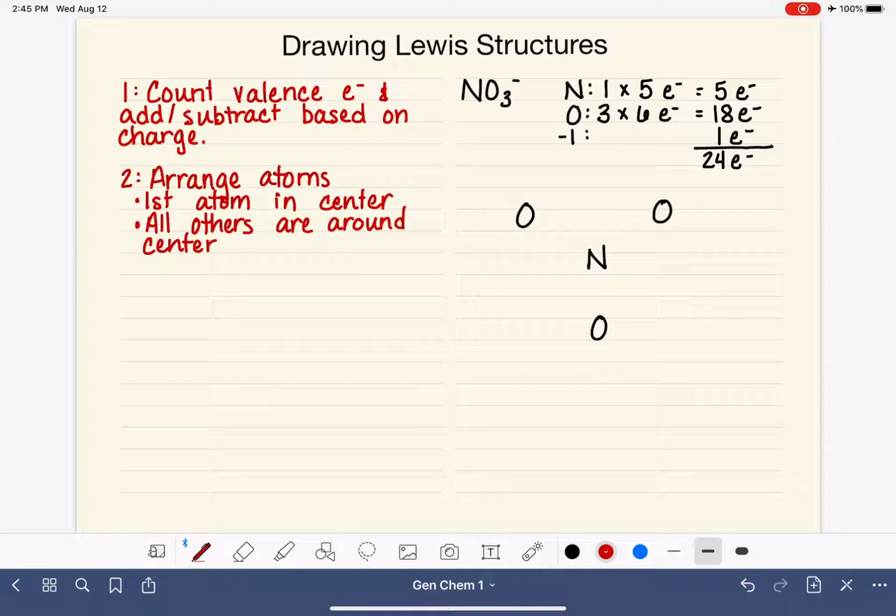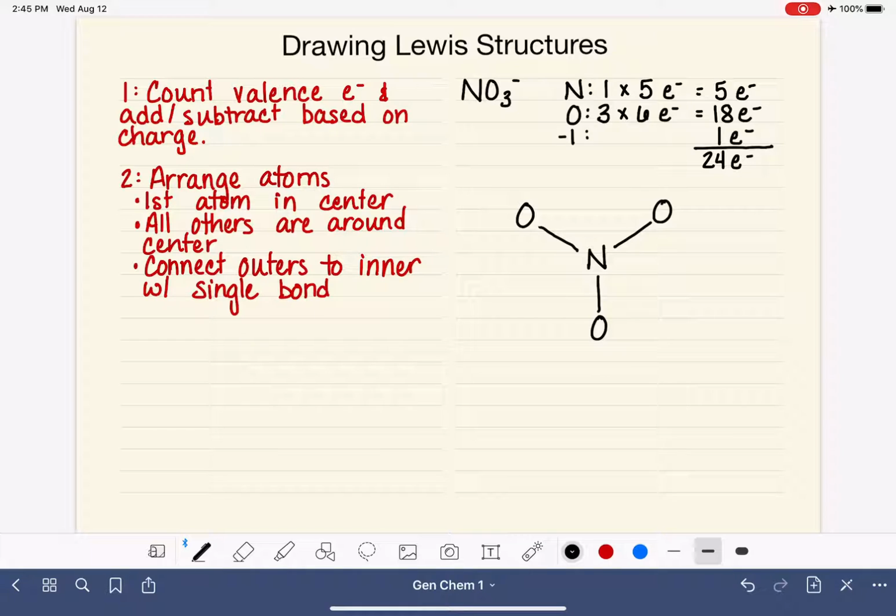And we are going to connect all the outer atoms to the inner atom with a single bond. So it's going to kind of look like spokes on a bicycle wheel. So we're going to connect them all like this. And this is how we start. Don't do anything crazy like connecting outer atoms directly to outer atoms. Nothing like that is happening. We're just connecting the outer atoms to the inner atoms.